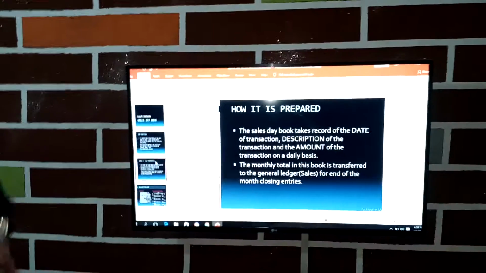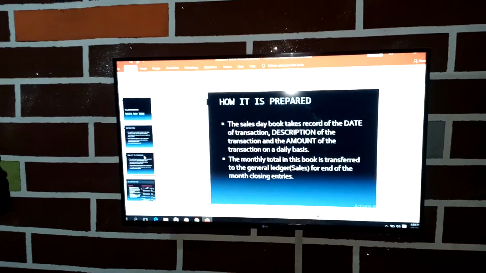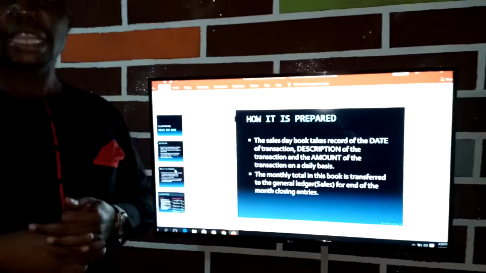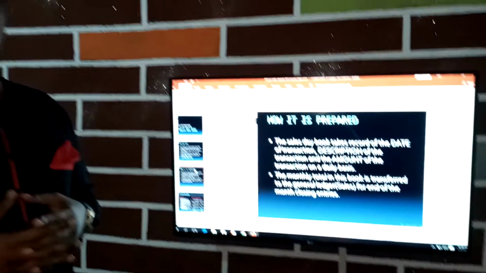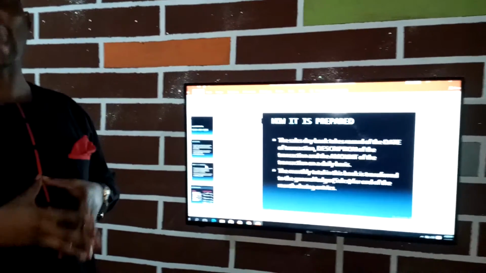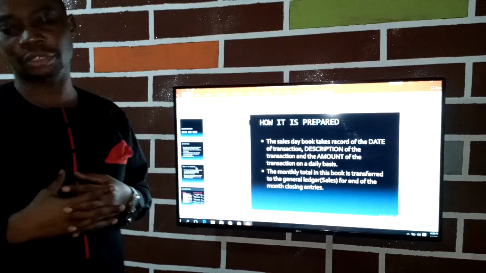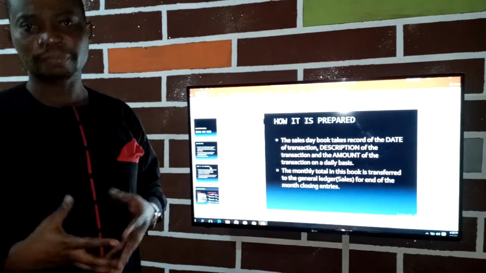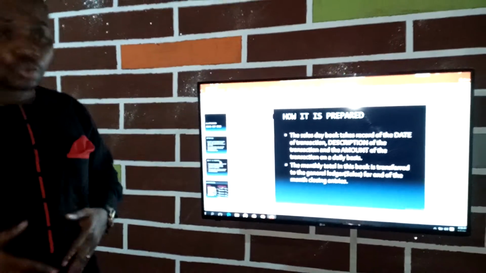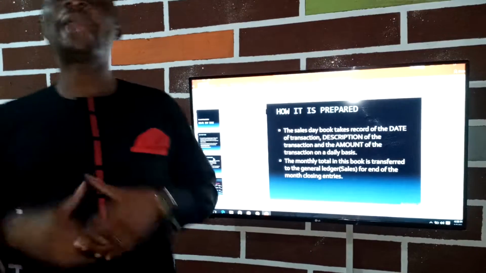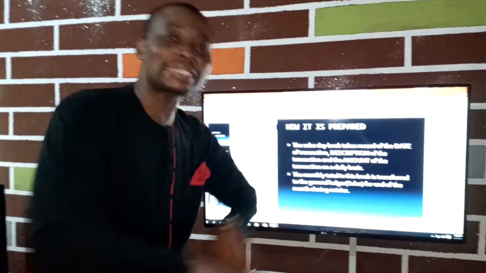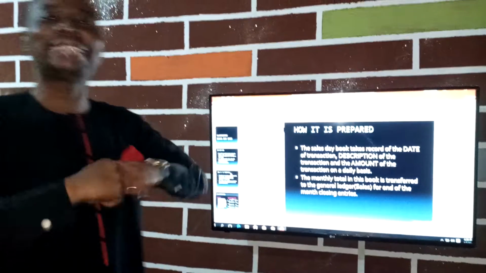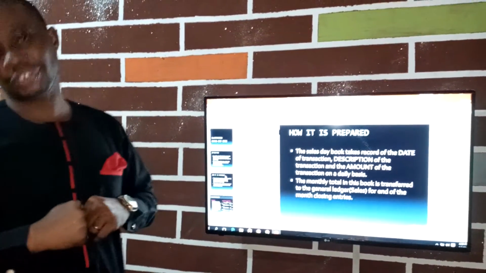How is the sales day book prepared? There's nothing difficult about it. It's just a format showing the date of the transaction, a description of the transaction, and the amount of the transaction. What am I talking about? Take a look around you. You must have gone out to buy something. What you bought has a description. What you bought has an amount, and there's a day you went out to buy these things.